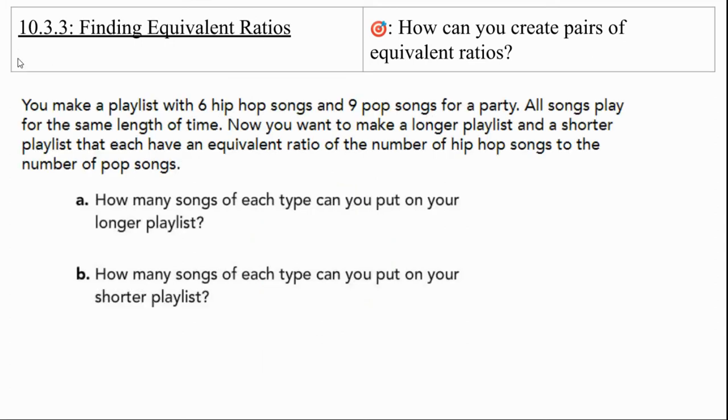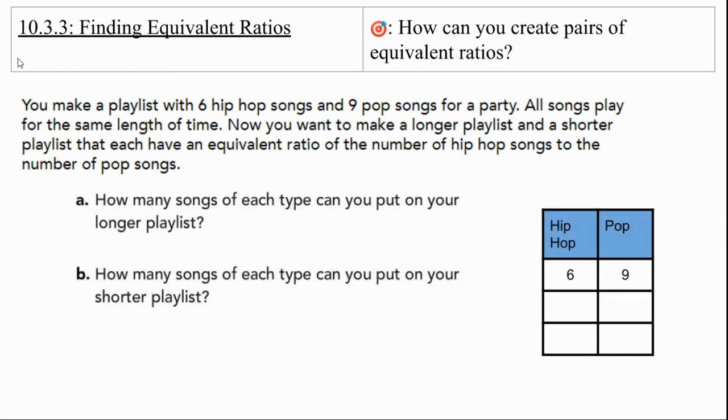Finding equivalent ratios, we're still going to use a table on this one, but let's go ahead and read the problem first. You make a playlist with 6 hip-hop songs and 9 pop songs for a party. All songs play for the same length of time. Now you want to make a longer playlist and a shorter playlist. They each have an equivalent ratio of the number of hip hop songs to the number of pop songs. So, how many songs of each type can you put on your longer playlist, and how many songs of each type can you put on your shorter playlist?